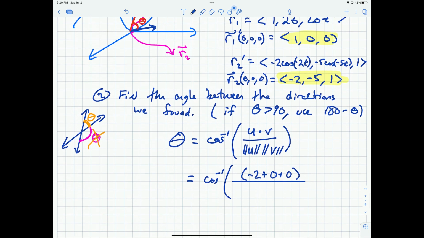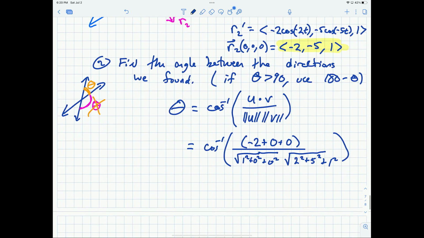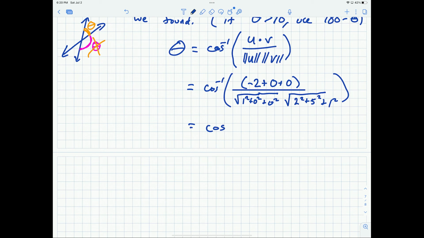Then magnitude u magnitude v, actually the magnitude of these vectors. So square root of 1 squared plus 0 squared plus 0 squared for the first one, and then 2 squared plus 5 squared plus 1 squared for the second one. So we've got cosine inverse of -2 on top, and then on bottom, 1 times radical, what's under here? 4 and 25 is 29 plus 1, root 30. So we need cosine inverse of -2 over root 30.